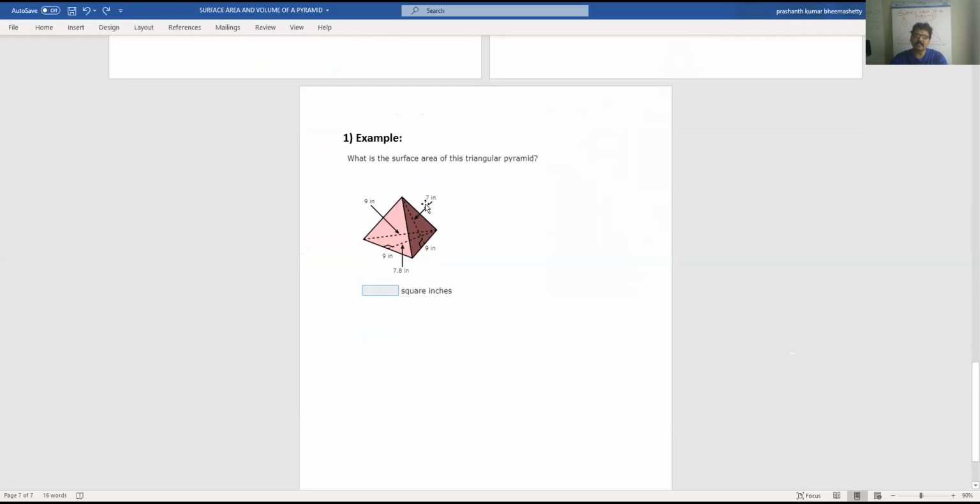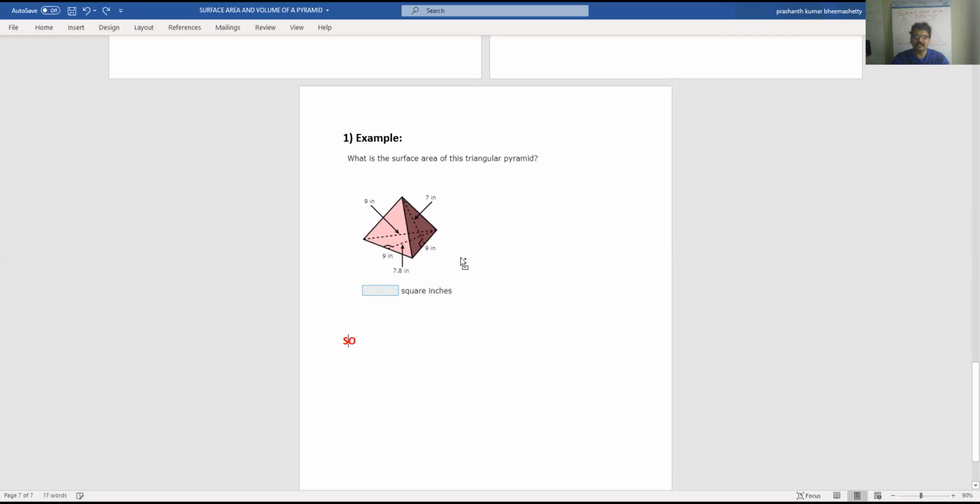We have similar triangles all around. When we look at the base, it is a triangle too, and each side of the base is 9, right? And the height of the base is 7.8 inches. So we have the height of the lateral faces as 7 inches, and the height of the base triangle as 7.8 inches.